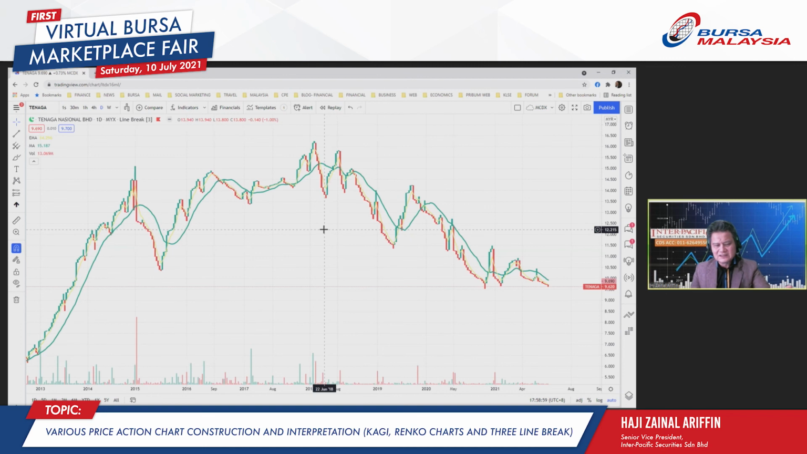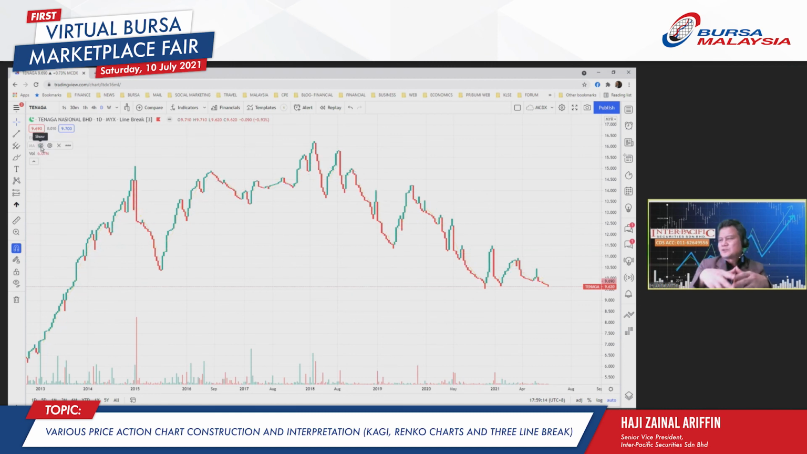Can we use KAGI with the other indicators? The answer is yes, but not very effective. Usually I use this only, looking at the changes in price. You don't need to use all this MA. Some people use it. Some people also use the MA combined with all of this. Yes, they do use this one. Okay, all right.